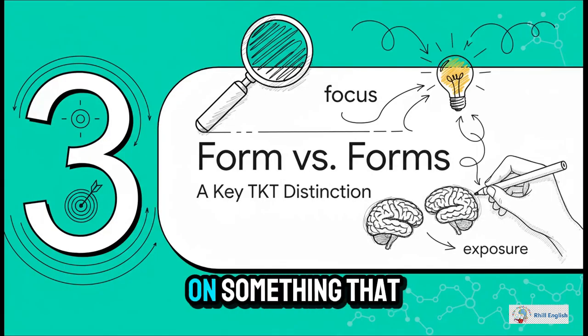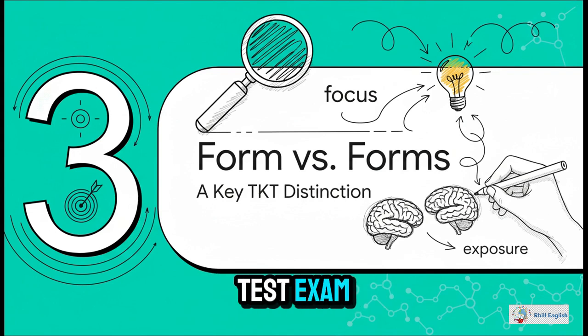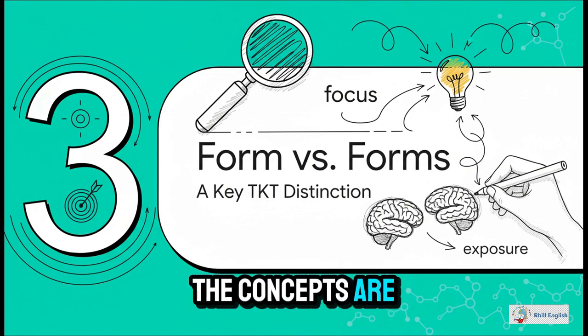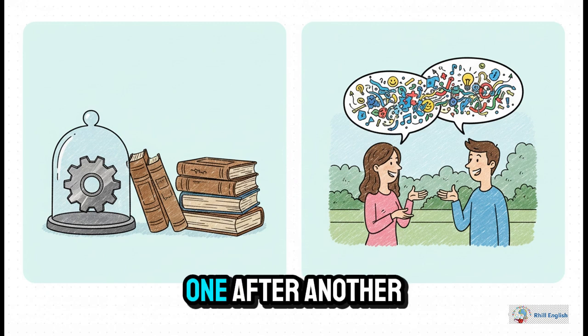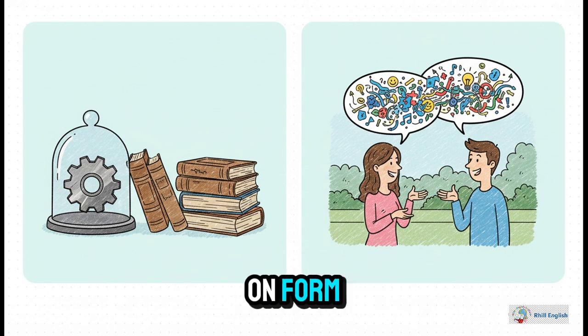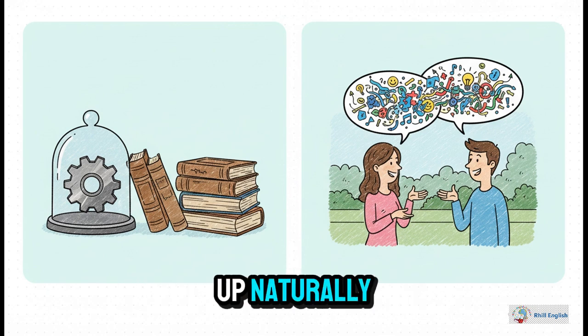Okay, let's zoom in on something that you absolutely have to be crystal clear on for the TKT exam. It might sound like a tiny difference in wording, but believe me, the concepts are worlds apart. Okay, on one side we have focus on forms. See that S on the end? That's the old school way, teaching grammar rules in isolation, one after another. Think grammar charts. On the other side is focus on form, no S. That's the modern communicative approach of looking at grammar as it pops up naturally.